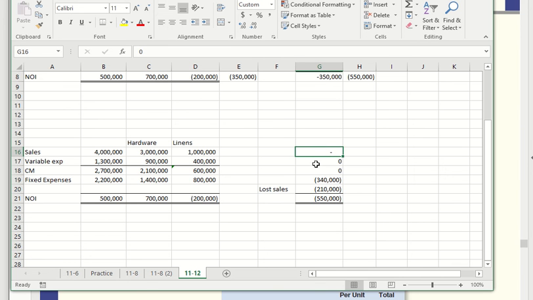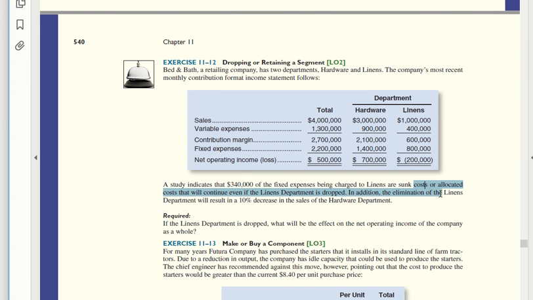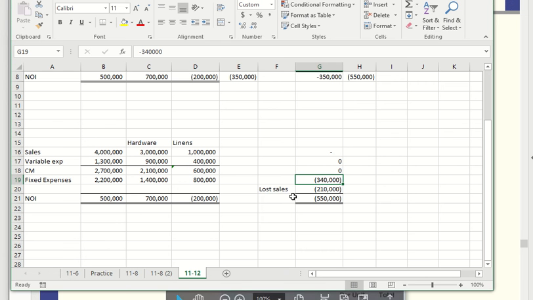So you had 0 sales, 0 variable expenses, 0 contribution margin. You still have to pay for the 340,000 because it was sunk or allocated costs that will continue even if the linen department is dropped. So you're not saving anything, you still have to pay 340,000. We lost sales from our hardware department, and that was 10% over there. And so that's our total net operating loss from discontinuing the linens, pretty much.